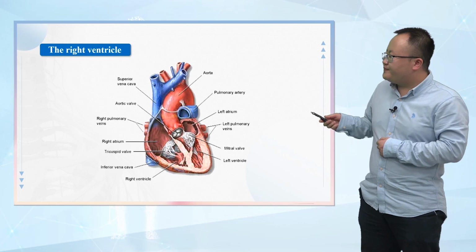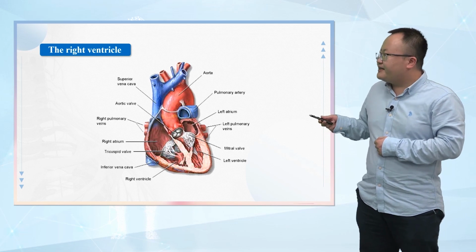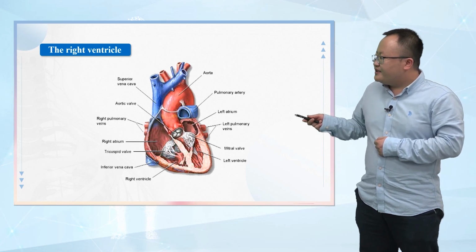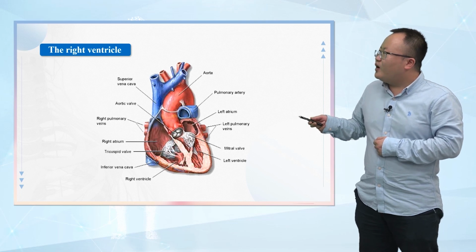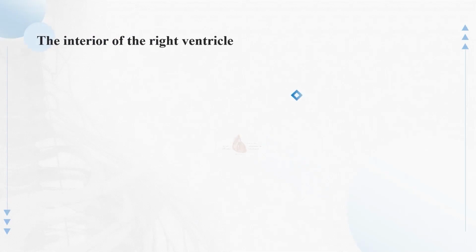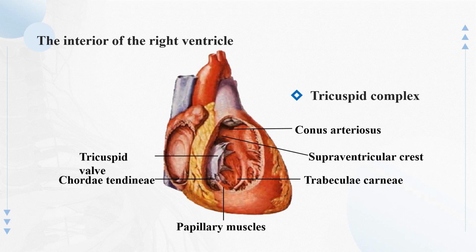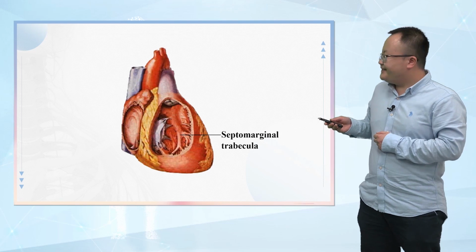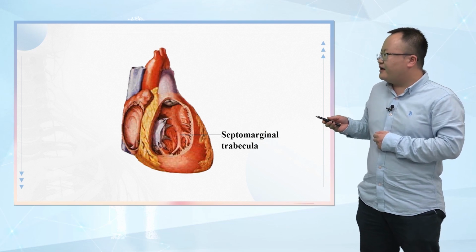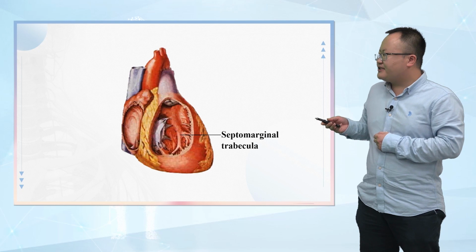The right ventricle. As demonstrated in the picture, this is the situation of the right ventricle. Inside the right ventricle, we can see the tricuspid complex, which includes the conus arteriosus, supraventricular crest, and trabeculae carneae. This demonstrates the septomarginal trabecula, which is the characteristic structure of the right ventricle.